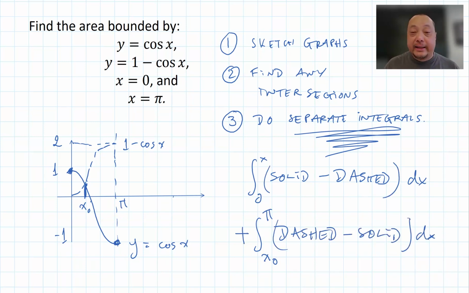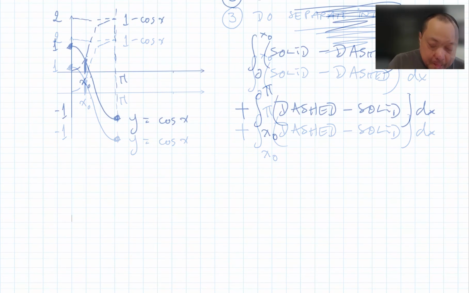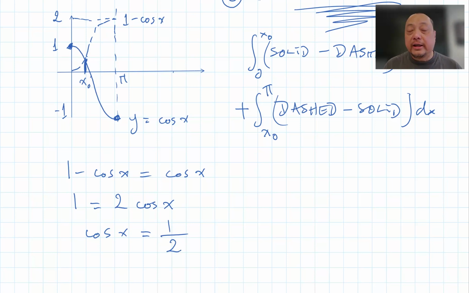And then I'll be adding them together. That means I need to find out where that intersection x naught is. And that's why we have that step 2. Well, we find the intersection by setting the two functions equal. Add cosine x both sides. And divide both sides by 2. Cosine x equals 1/2. What does that make x?